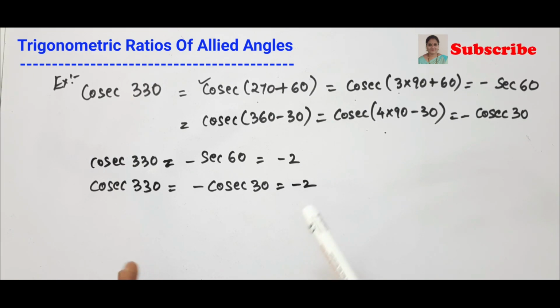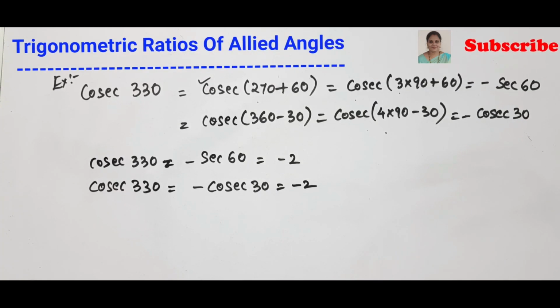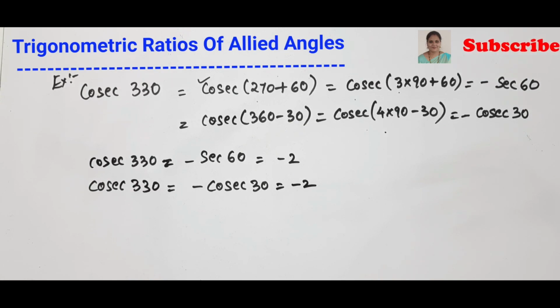In this way you can calculate the trigonometric ratio of any angle by expressing that angle as an even into 90 plus or minus theta or an odd into 90 plus or minus theta. Hope you have understood trigonometric ratios of allied angles in this video. In the next upcoming video, let us study the trigonometric ratios of compound angles.